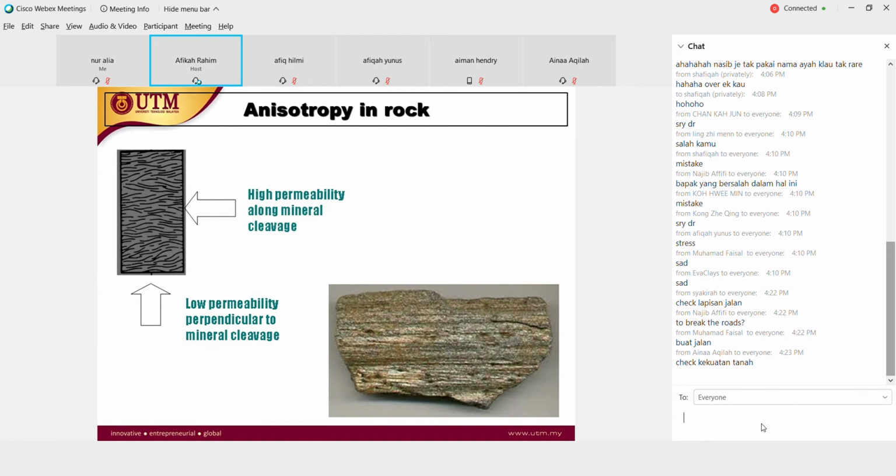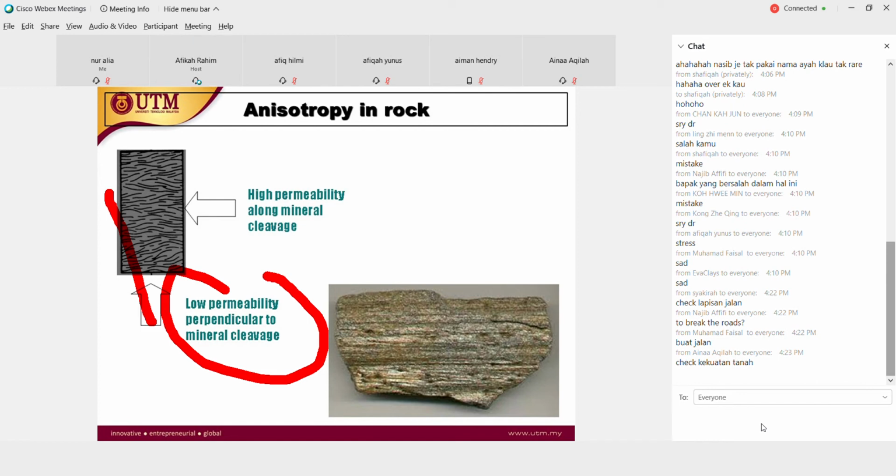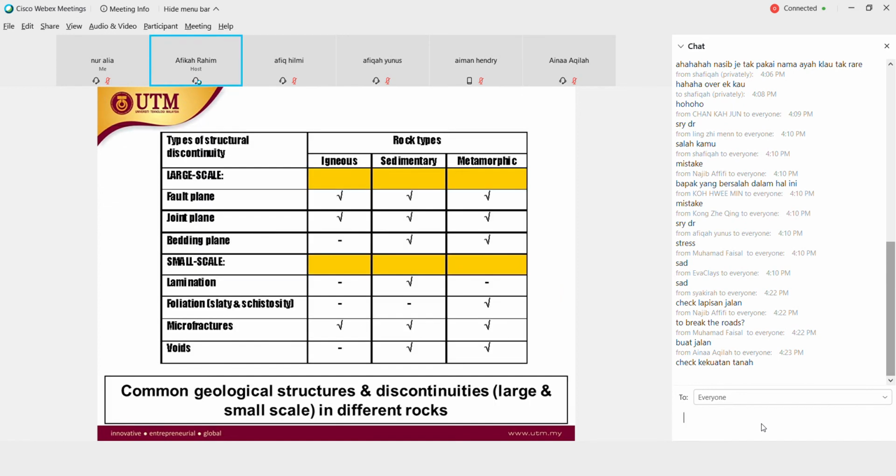This is also anisotropy. Anisotropy is something anomalous, something not right, so we call it anisotropy. There is high permeability along mineral cleavage, while this one is low permeability because it goes in the opposite direction. Permeability is like a passage, or laluan, for a material like water or air to go in. And this is the type of structural discontinuity we explained: fault, joint, bedding plane. For the small scale, we discussed lamination, foliation, microfractures and voids.